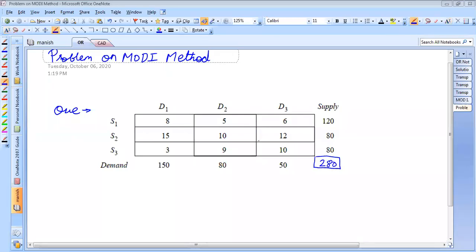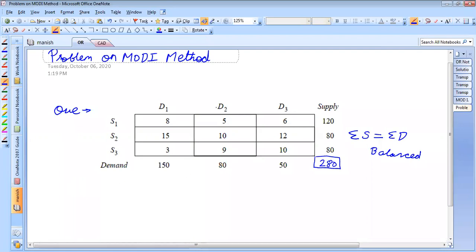So first thing we do is calculate the summation of supply. Is it equal to the summation of demand? Since this is equal, we call it a balanced problem, isn't it? Any doubts here? No, sir.